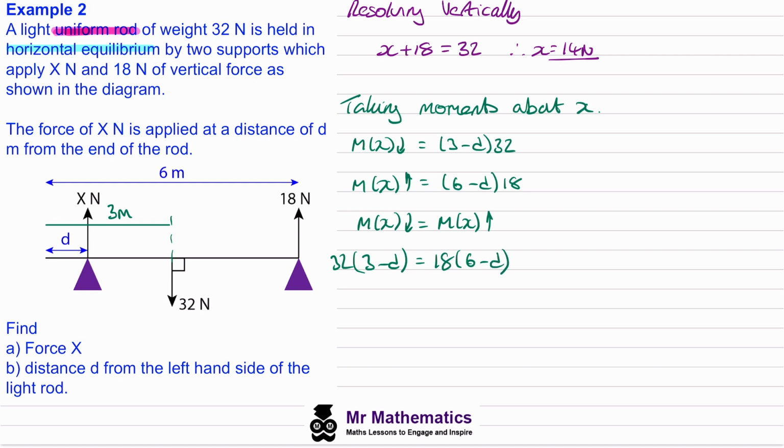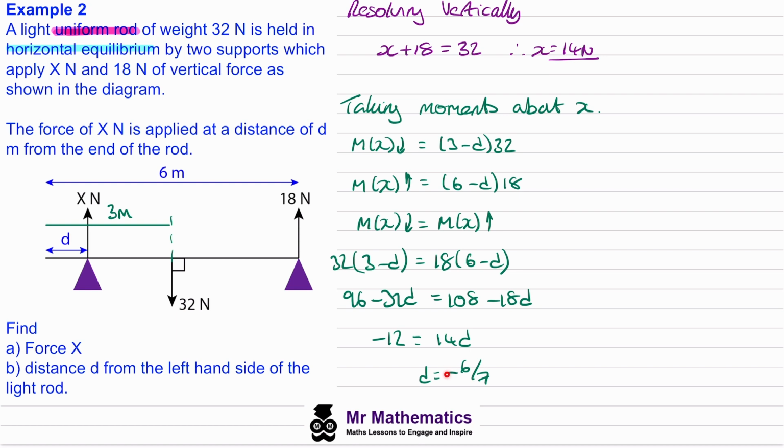We can expand out these brackets. So 96 minus 32d will give us 108 minus 18d. We'll move the negative 32d to the other side, and this 108 to the left-hand side. So we get negative 12 is equal to 14d. Then divide both sides by 14, so d will be equal to negative 6 over 7.